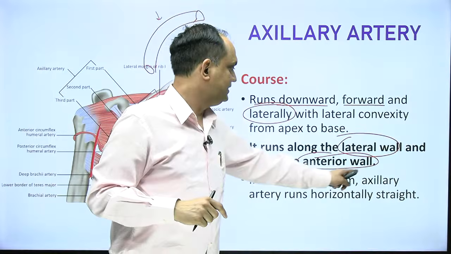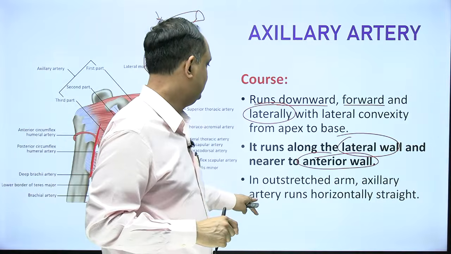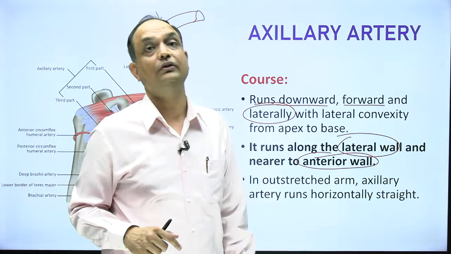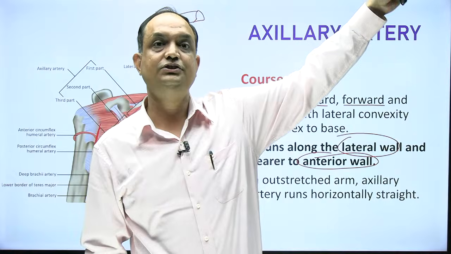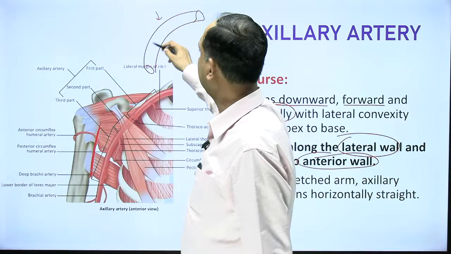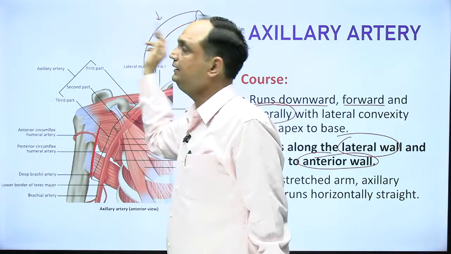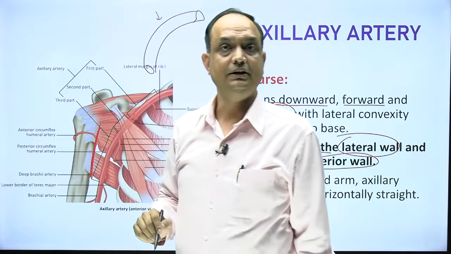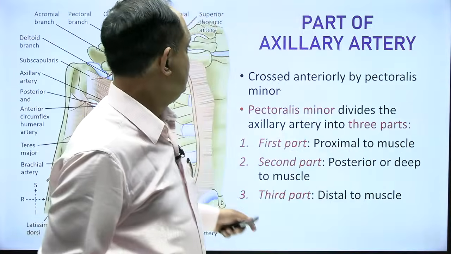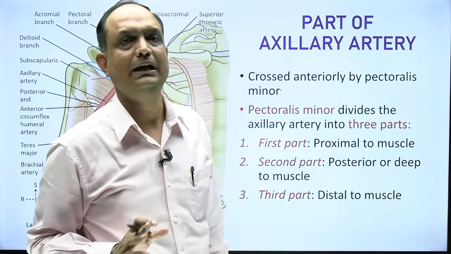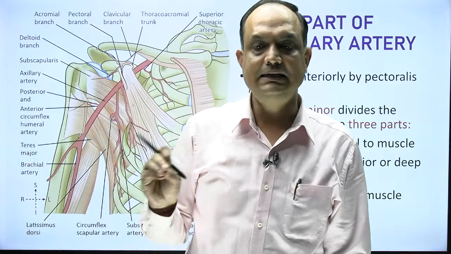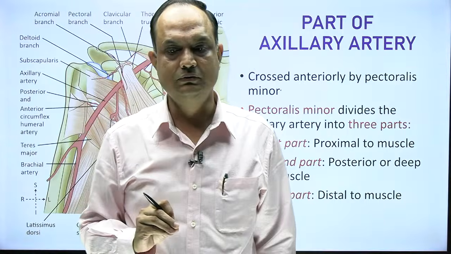Now in an outstretched arm, the axillary artery runs horizontally. So if you make your hand straight, this convexity is not there. You will find in the upper limb the artery is going straight. Clear? So, what are the parts of the axillary artery? This is a very commonly asked question. It is a very easy concept which most students know.